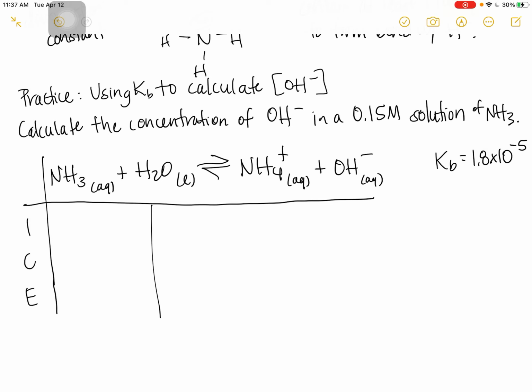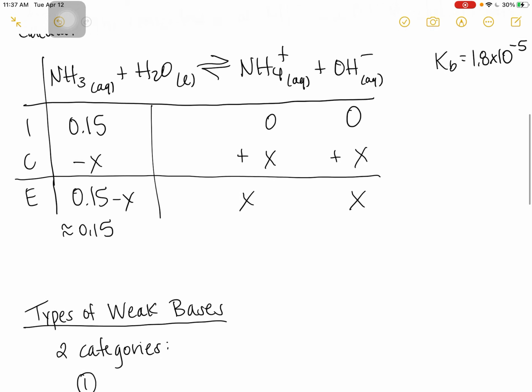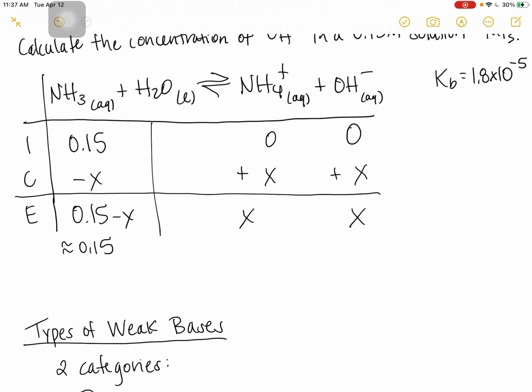So I proceed like normal, right? My initial concentration of the ammonia is 0.15. My initial concentration at time 0 of the products is 0, just like normal. I build my ice chart. We know that the ammonia is going to decrease. The products are going to increase. It's 1 to 1 to 1 by the same amount. Call it X. And this is exactly like an acid ice chart. We're going to make that assumption that X is small. So we're going to call this 0.15, and we're going to substitute these values in for Kb. So I'll come over here, I'll write my Kb expression.